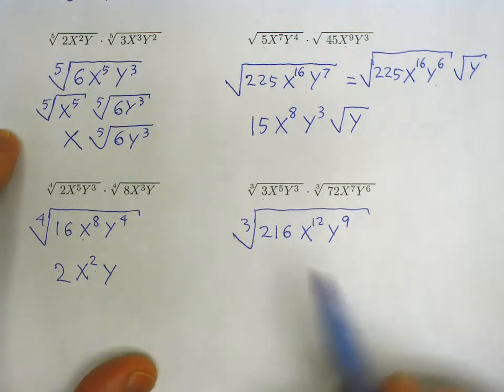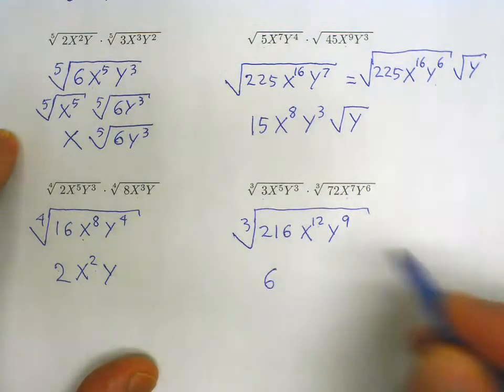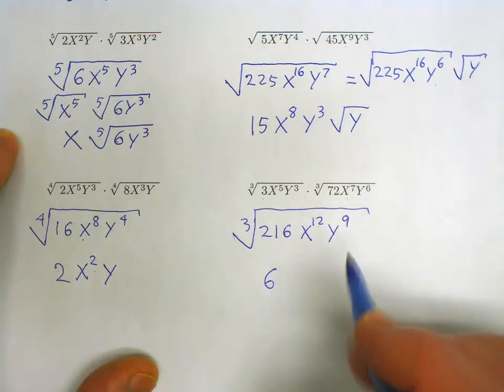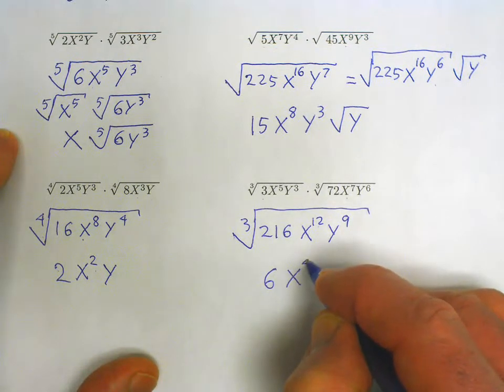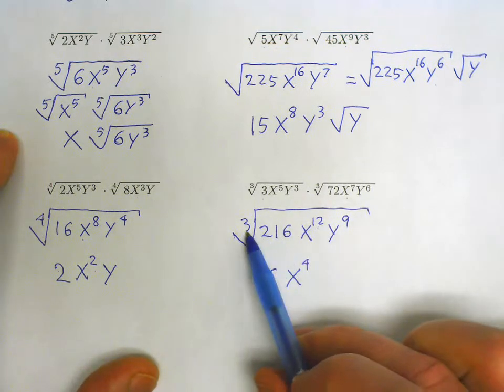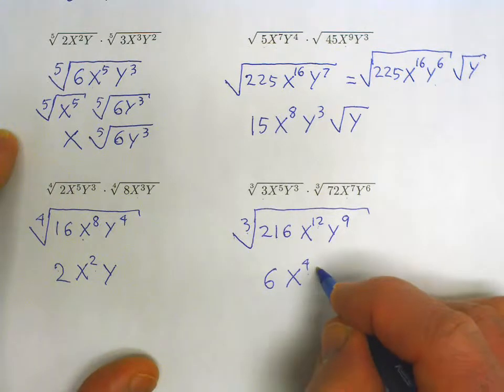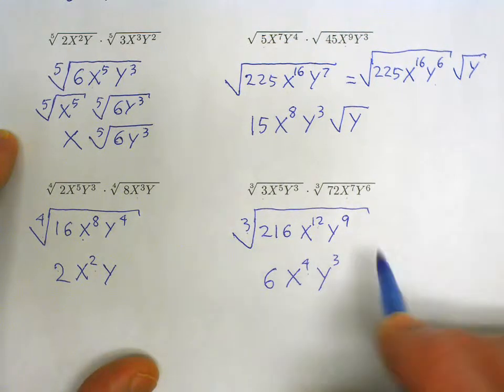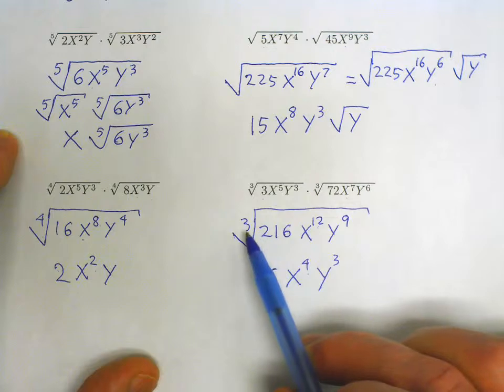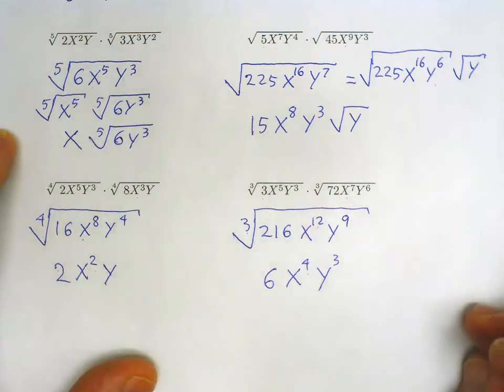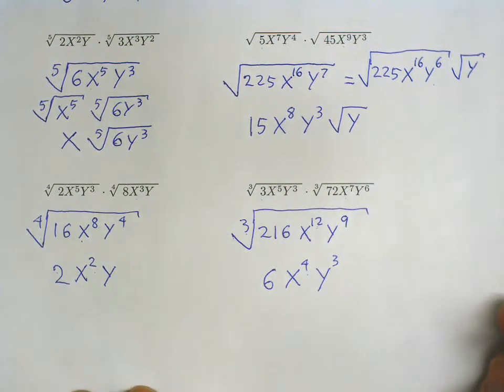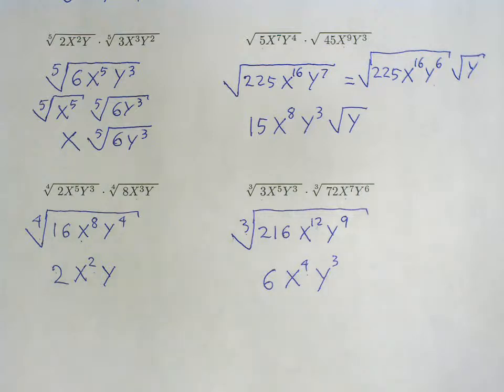The cube root of 216 is 6. The cube root of x to the 12th is x to the 4th because 12 divided by 3 is 4. And then times y to the 3rd because the exponent 9 divided by the index 3 is 3. Okay, we'll do a few more multiplying with radicals, but they will look a little bit different than these 6 examples that we just completed.